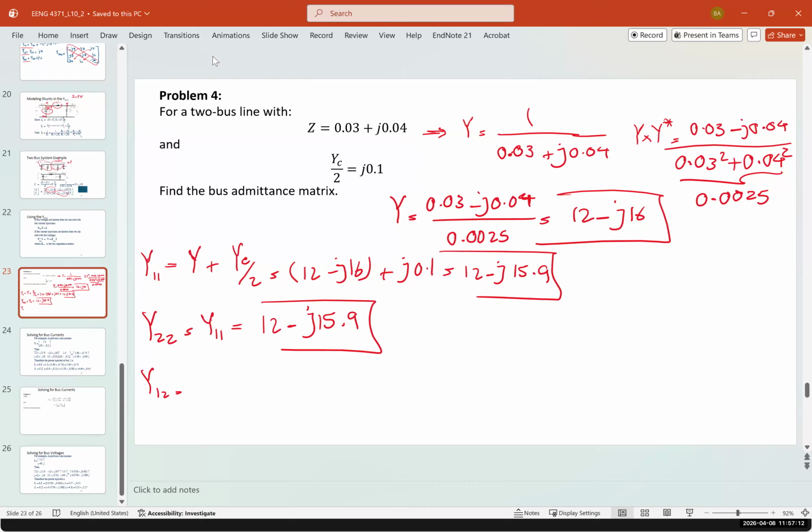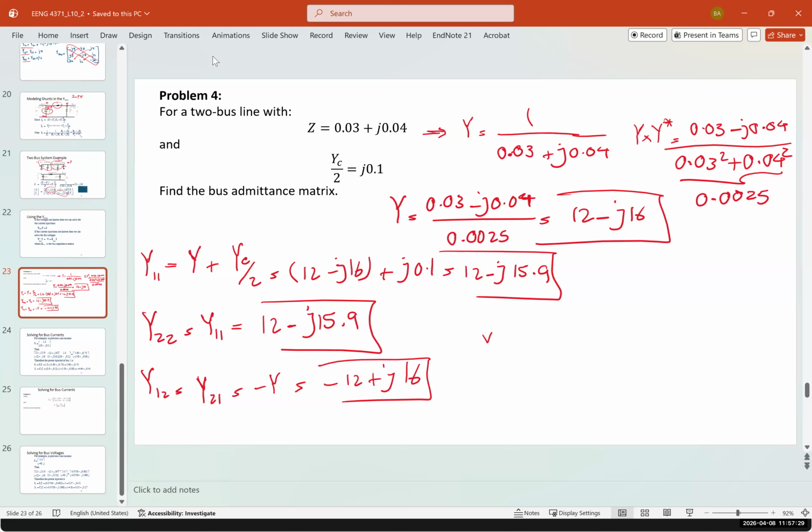Now Y12 is equal to Y21, which is going to be equal to negative Y, which is negative 12 plus J16. This is the admittance between them, okay? The admittance in the middle.